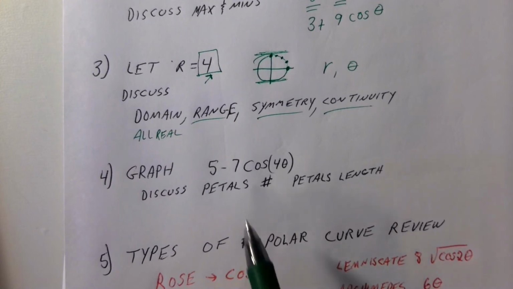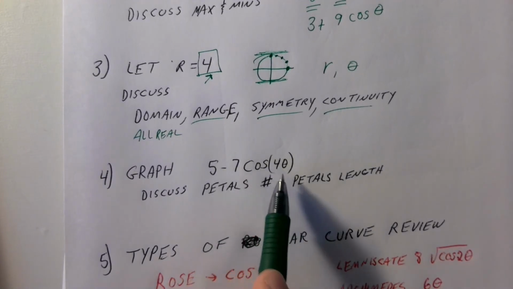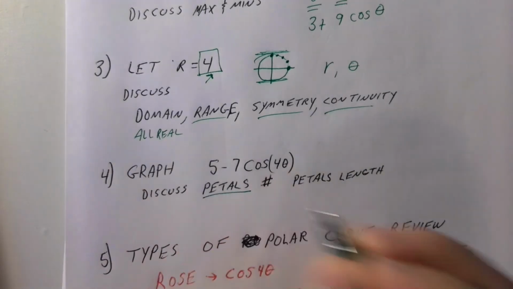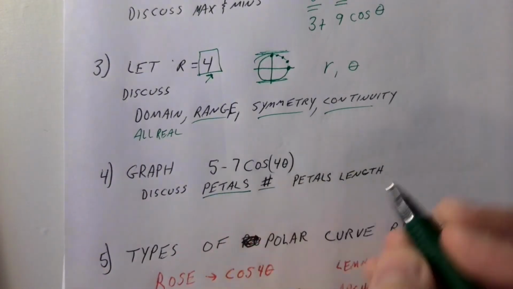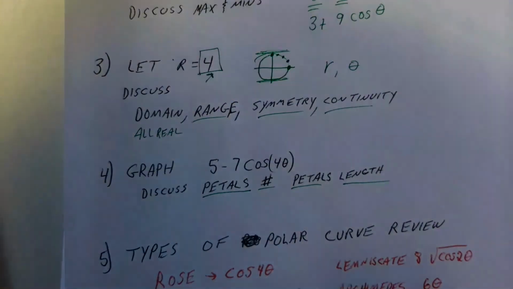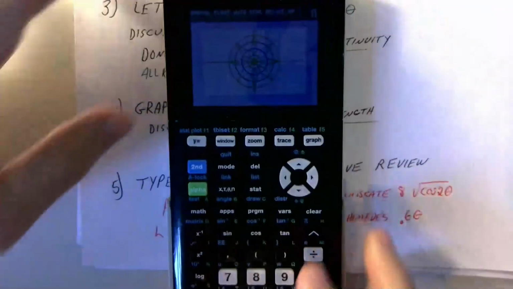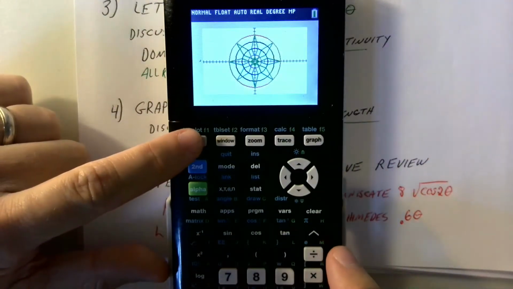Okay, so here we go. We're going to move on to this one. This one's 5 minus cosine 4 theta. And we're going to discuss the numbers of petals and the petal lengths. Okay? So numbers of petals and petal lengths. We have something like this. So let's go ahead and pull our calculator back up here.